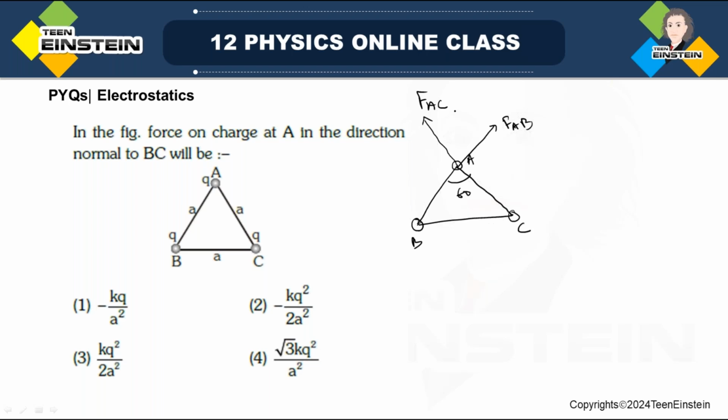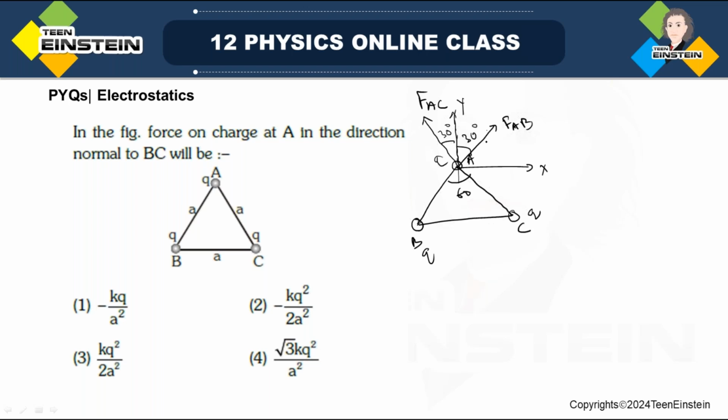Now if I draw an axis system like this, with the y-axis here and the x-axis here, you look, these two forces are making a certain angle. Since this is 60 degrees and these two forces are equal in magnitude, because all the charges are q and the distances are also the same, a, this angle is 30 degrees, this angle also 30 degrees.